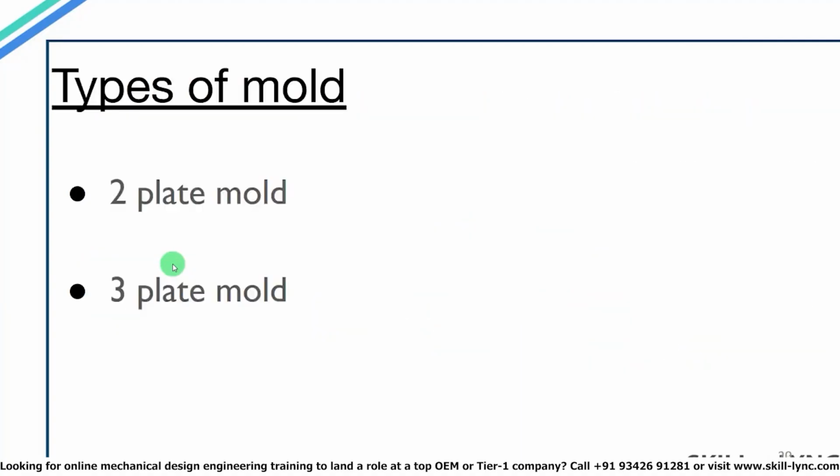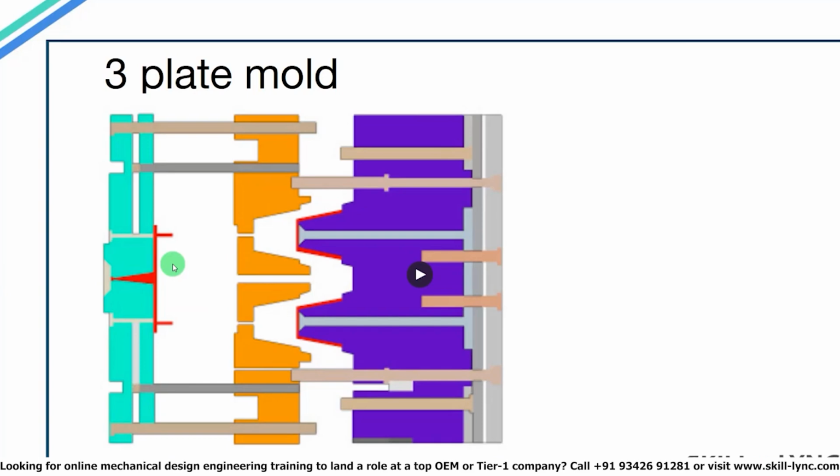So there are two types of mold present, the 2-plate mold and the 3-plate mold. The mold tool working which I explained before was the 2-plate mold. Here I will first run the animation for the 3-plate mold so you can see the working for yourself, and after that I will be explaining how the 3-plate mold is different than the 2-plate mold.